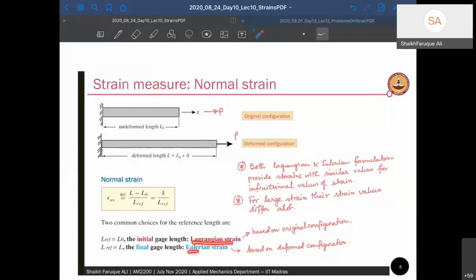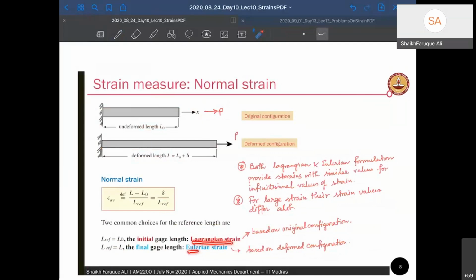Okay. So the first one, the Lagrangian strain, is based on the original configuration of the material. The second one, which is called Eulerian strain, is based on the deformed configuration of the body. Okay. So the coordinate system has changed. Initially the coordinate system was its original length, and next the coordinate system is the deformed length.